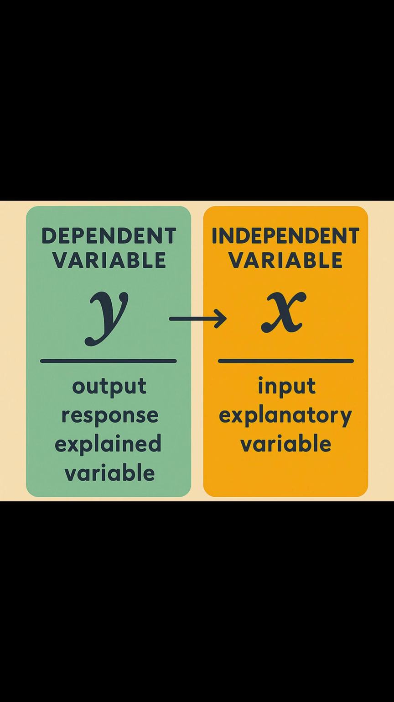The variable that is explained is called the dependent, output, response, or explained variable, and it is mathematically denoted with the letter y. The variables used to explain the dependent variable are called independent variables, or input variables, or explanatory variables, and are mathematically denoted with the letter x.